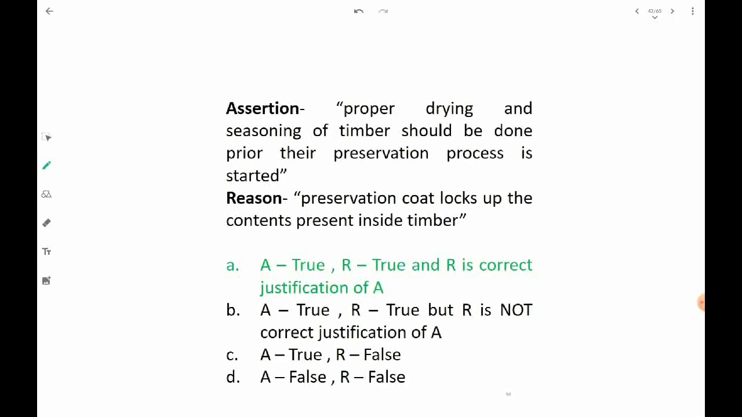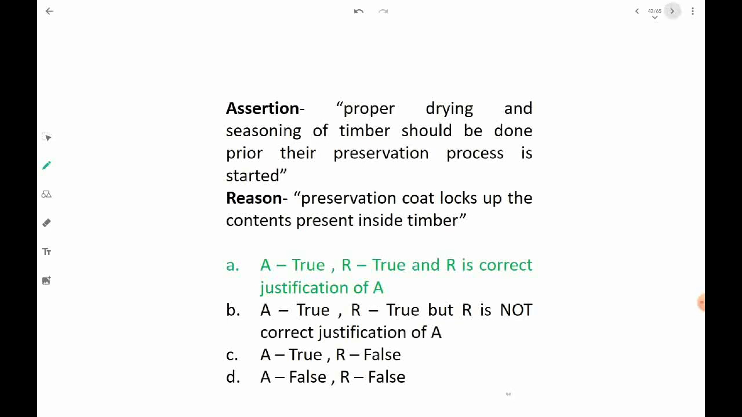Now we have an assertion and reason. The assertion says proper drying and seasoning of timber should be done prior to starting the preservation process. The reason behind this is stated as the preservation coat locks up the moisture content present inside the timber. And the answer is that the assertion is true, the reason is also true, and the reason provided here is the correct justification of the assertion.